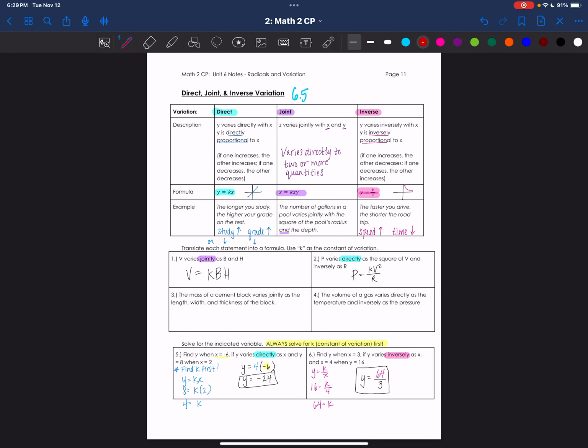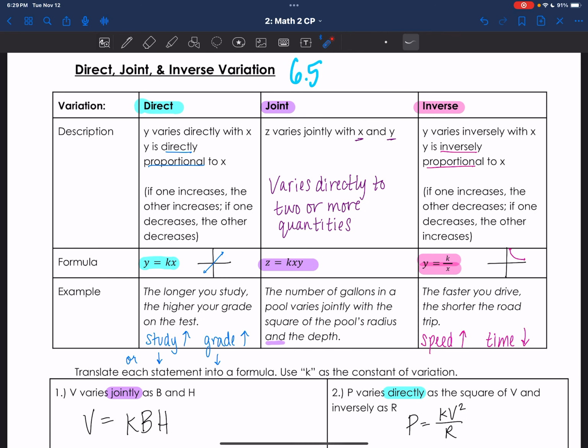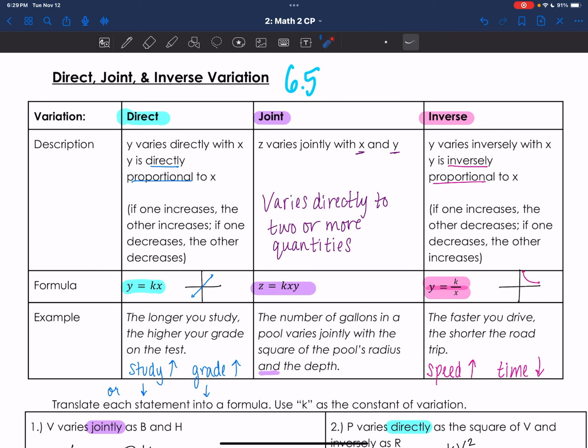All right, today what we're going to talk about is direct, joint, and inverse variation. So let's get started with some vocab and examples first. First off, we have direct variation. Now you've actually learned about this before, and the formula is y equals kx.